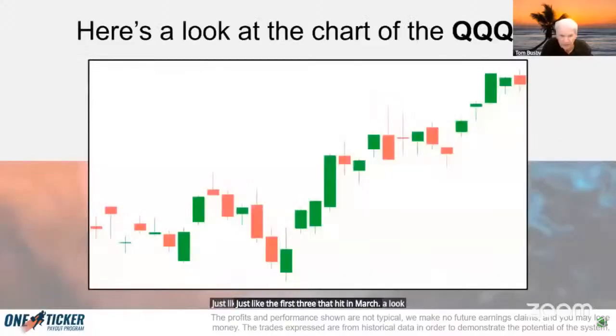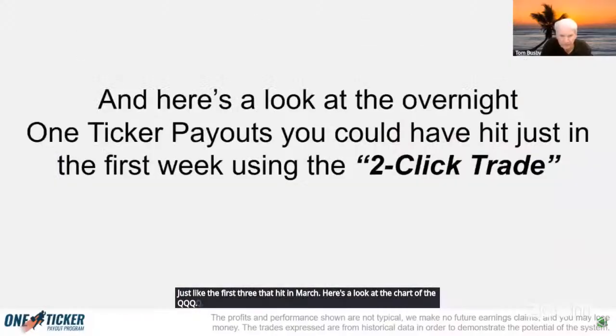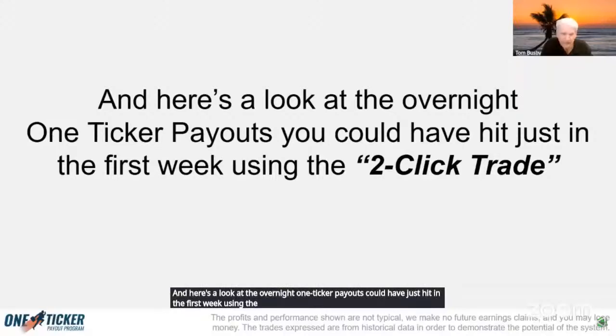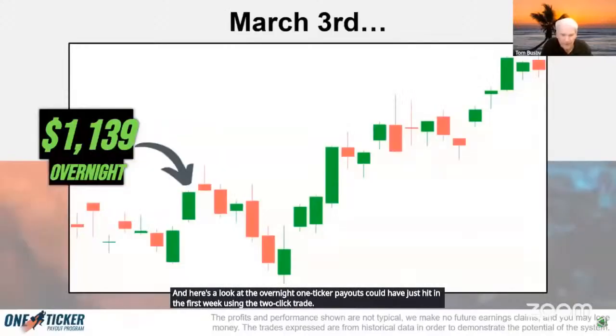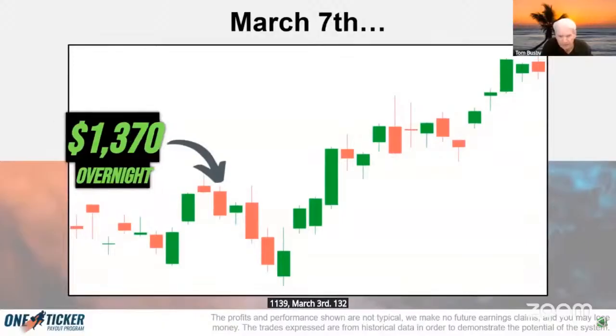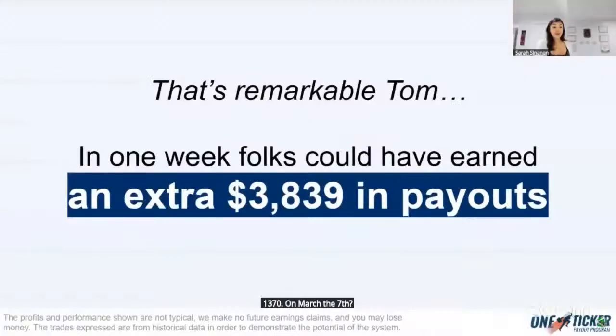Here's a look at the chart of the QQQ. And here's a look at the overnight one ticker payouts you could have just hit in the first week using the 2-click trade. 1139, March 3rd, 1329 on March 6th, 1370 on March the 7th. That's remarkable, Tom. I mean, in 1 week, we could have earned an extra $3,800 in payouts.